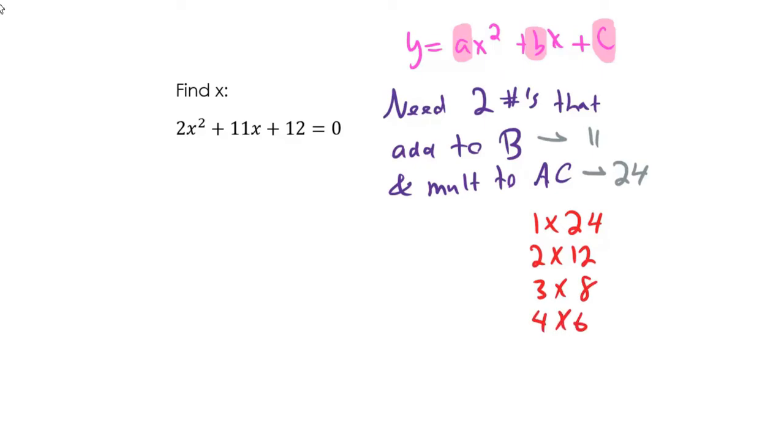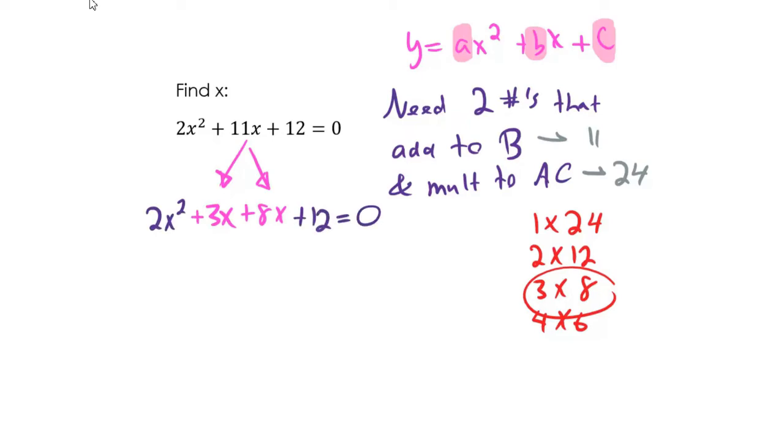And which of these numbers can add up to 11? Those two can. So we'll take the middle term and split it into two terms that are equal to the 11x that we started with. So let's say 3x here and 8x here. So we have 2x squared plus 3x plus 8x plus 12 equals 0.